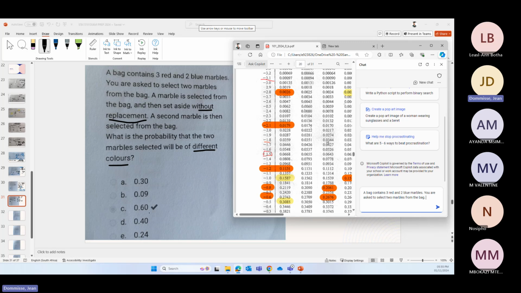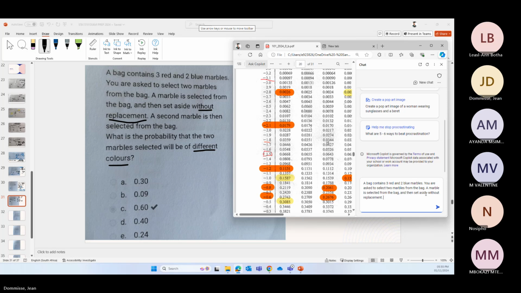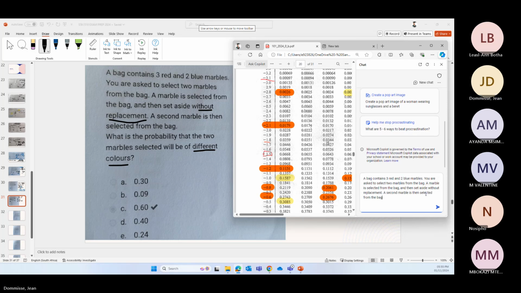I would have multiplied, I would not have gotten to 0.6. So that's why the marble is selected and then set aside without replacement. Second marble is then selected.